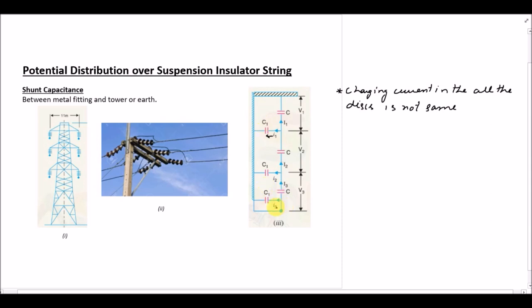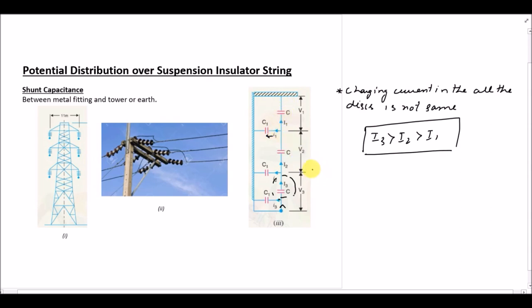So the largest current is at this point, right? A portion of the current is passing through C1, which is I3. So I3 is greater than I2, which is greater than I1. The largest current is flowing through the disc that is closest to the conductor, and it gradually decreases as we move towards the grounded tower. The smallest one is passing through the capacitance closest to the grounded tower.